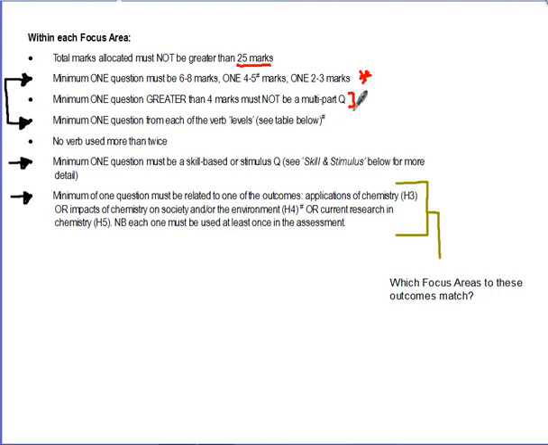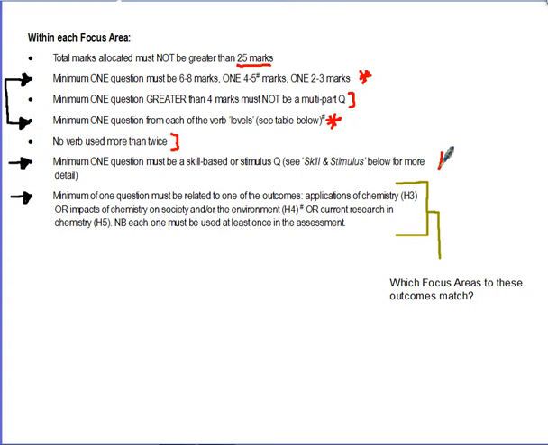This point here is fairly straightforward. It just means that you need to have at least one question with more than 4 marks that's not a multi-part question, so it hasn't got A, B, and C, it's just a standalone question. That's not too complicated. The next thing is the fact that you need to have a range of different verbs in your questions. Making sure the verbs aren't used more than twice is easy. It's just a bit of housekeeping. That shouldn't be too hard to do.